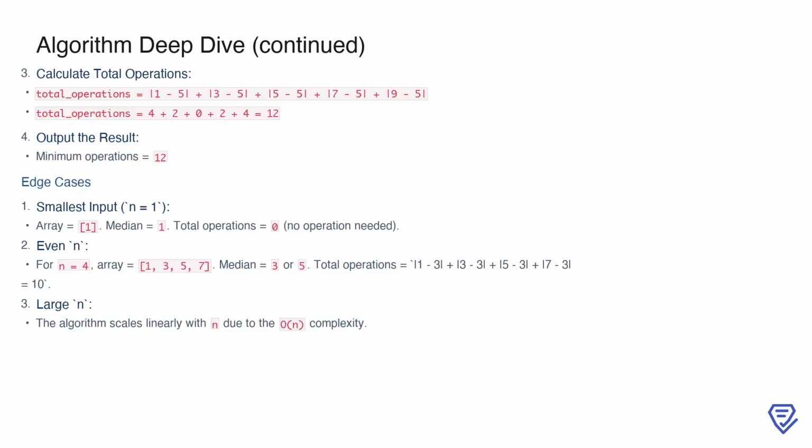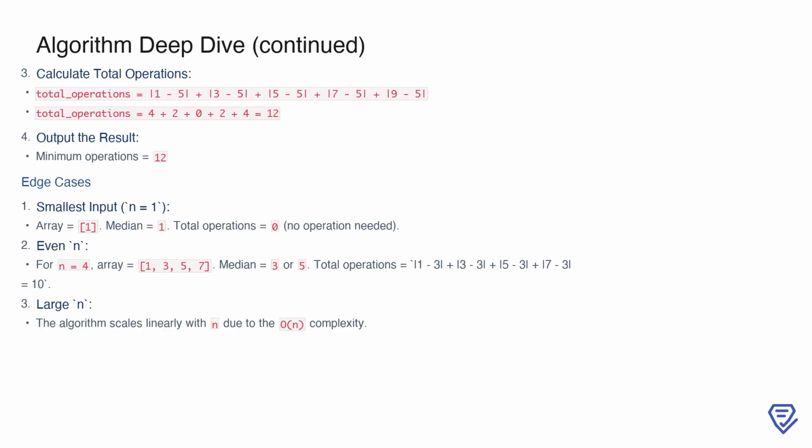Using the array 1, 3, 5, 7, 9, and the median 5, we calculate the total operations as follows: |1 - 5| plus |3 - 5| plus |5 - 5| plus |7 - 5| plus |9 - 5|. This simplifies to 4 plus 2 plus 0 plus 2 plus 4, resulting in a total of 12 operations. Therefore, the minimum operations required to make all elements equal is 12.